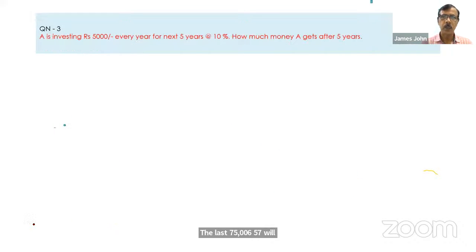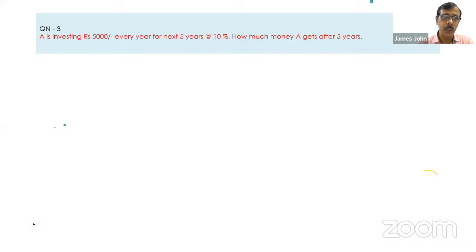A is investing rupees 5,000 every year for the next 5 years at 10%. How much money does A get after 5 years? Here, most of the time the candidate will be in a dilemma about which formula to apply, whether it is a question on annuity, compound interest, or simple interest. That's the confusion students get.